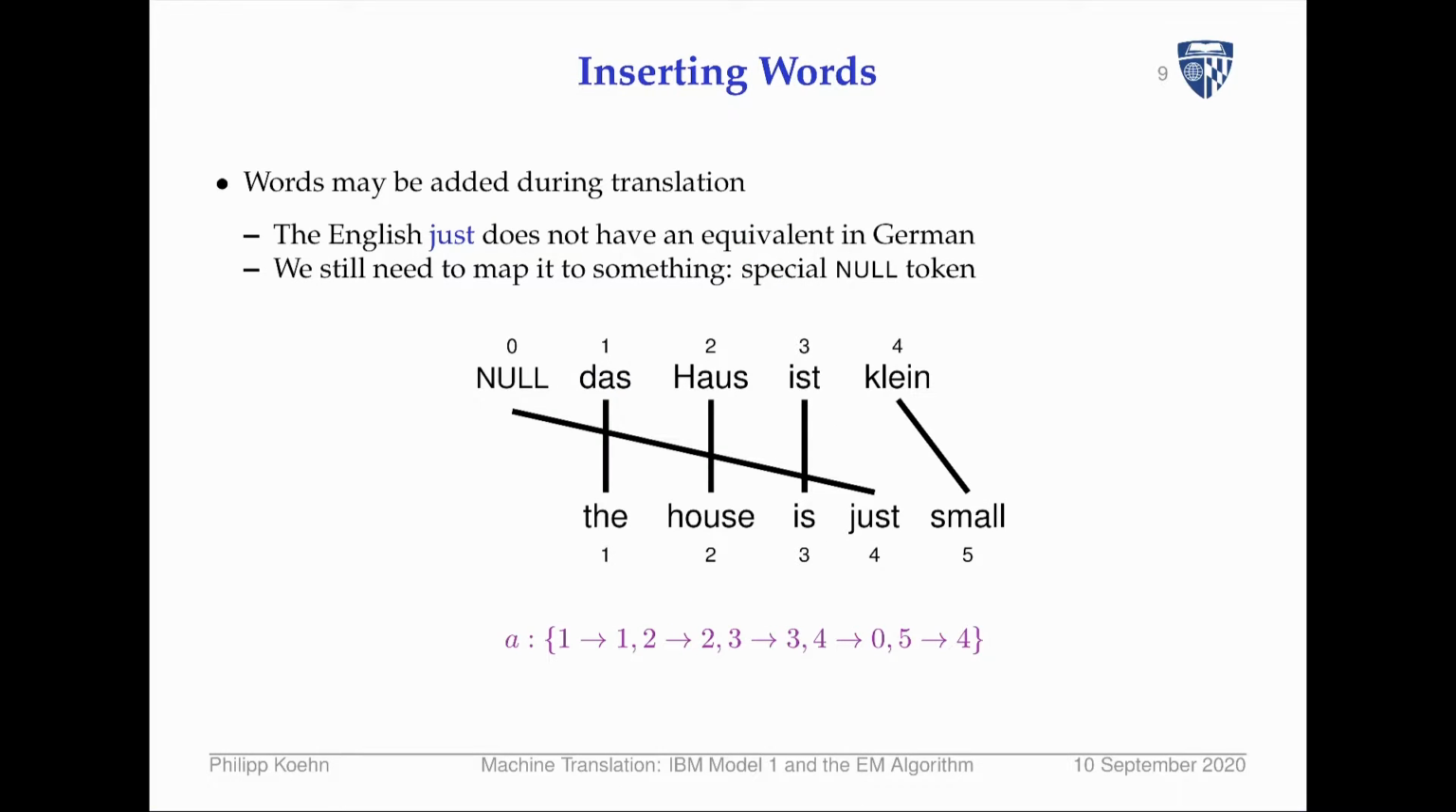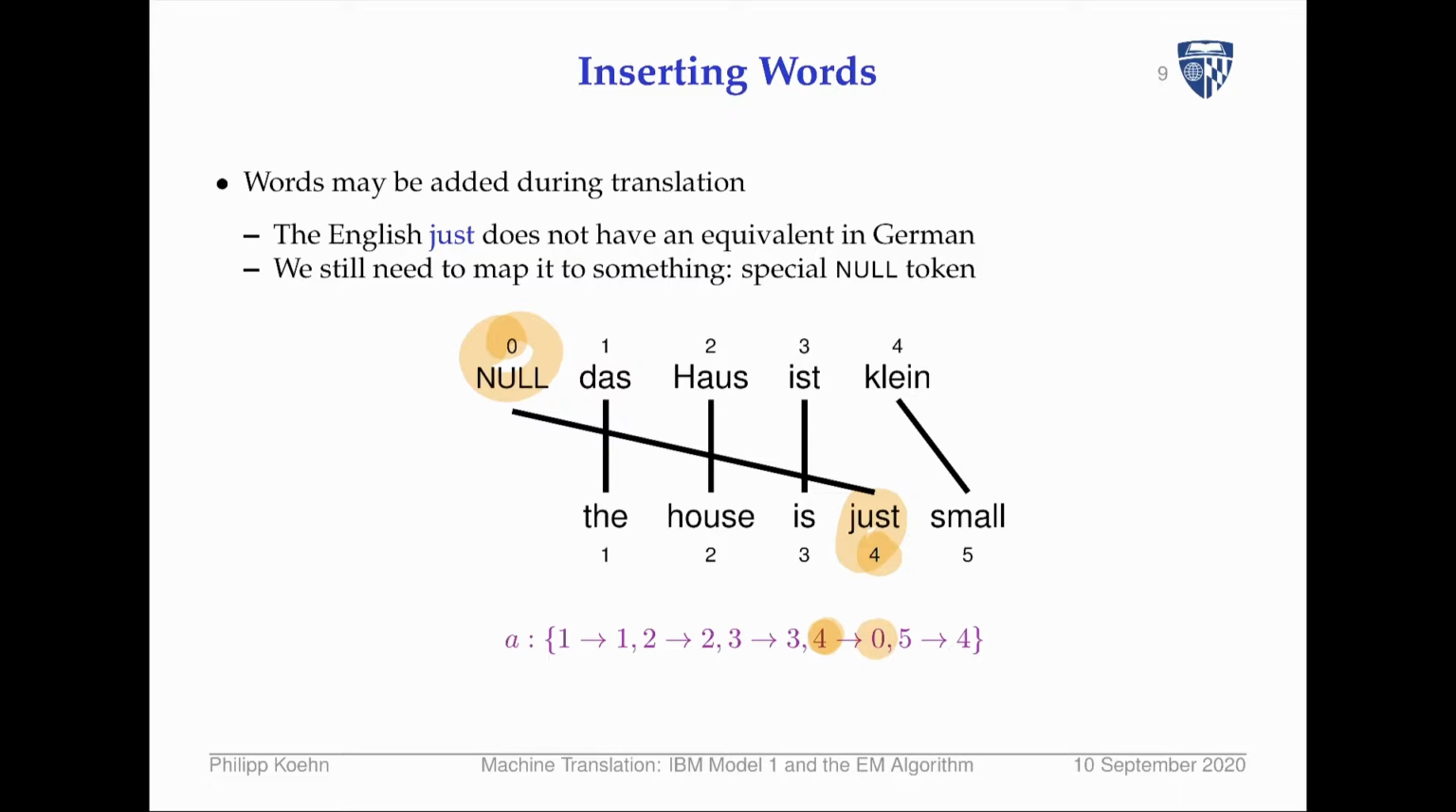Inserting words is a bit trickier, so now we have to come up with something. Let's just say we introduce the word just in there. That doesn't add too much meaning to the sentence. It just kind of emphasizes a little bit the smallness. And let's say that was not done in the German sentence. So what we're going to do is we introduce a special German word called null that we're going to give the word position 0. And then the mapping of the fourth word, just, to the word 0 here, null, is done that way.